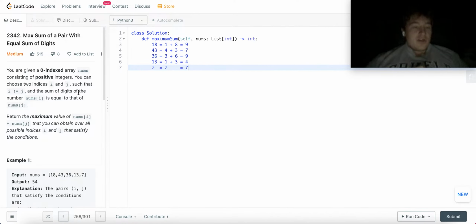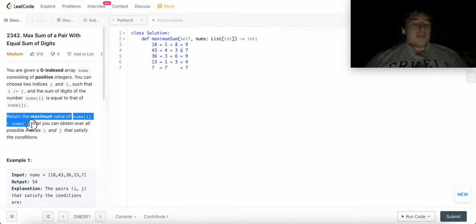So I guess we're allowed to choose two indices if they have the same digit sum, right? So 43 and 7 together have the same digit sum, and 18 and 36 together have the same digit sum, right? Because these are both 9 versus 43 and 7 are both 7. Okay. Return the maximum value of nums[i] plus nums[j] that you can obtain over all possible indices i and j that satisfy the conditions.